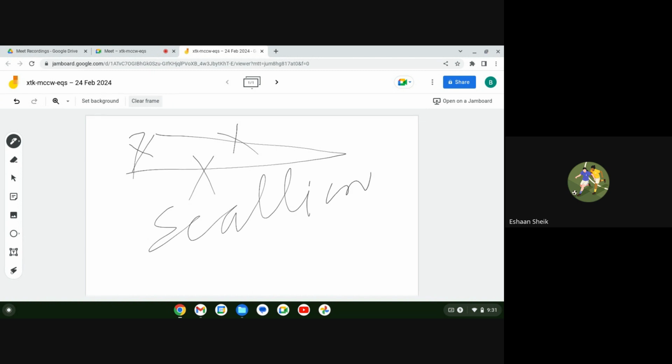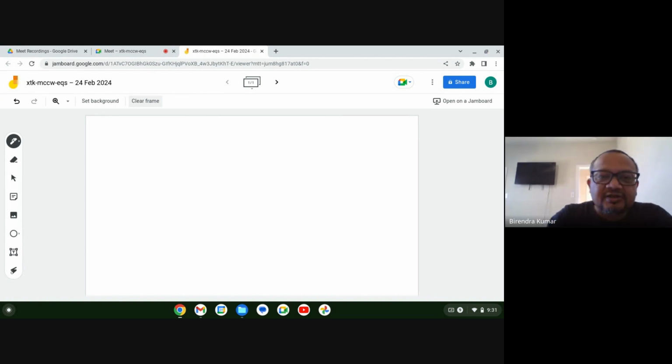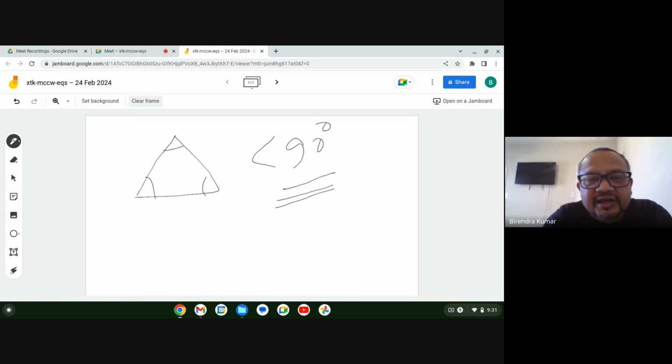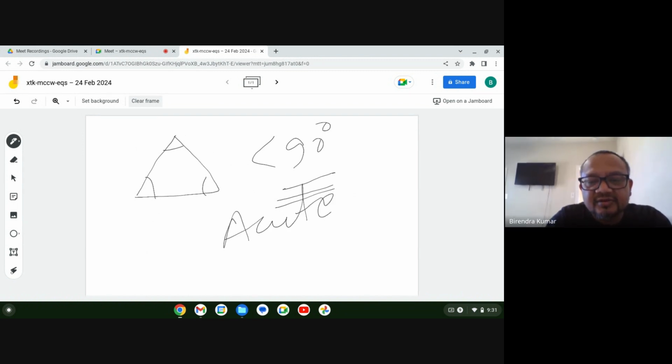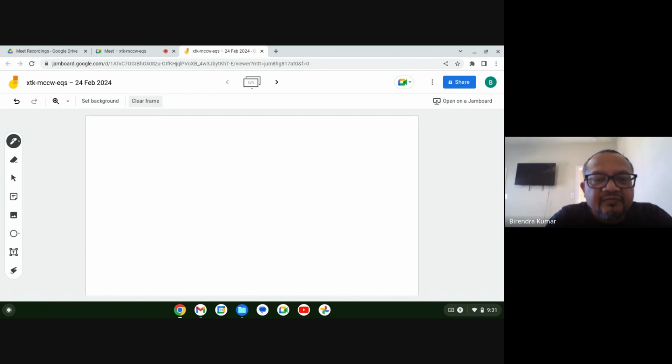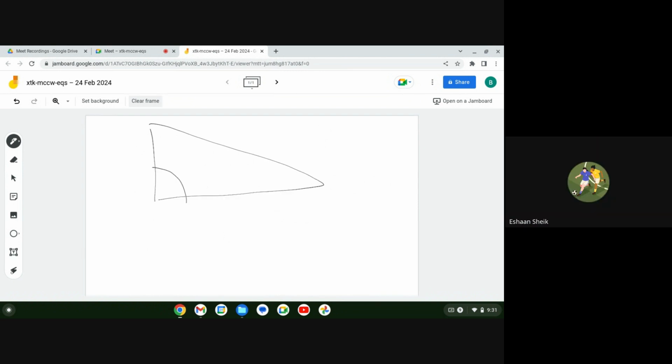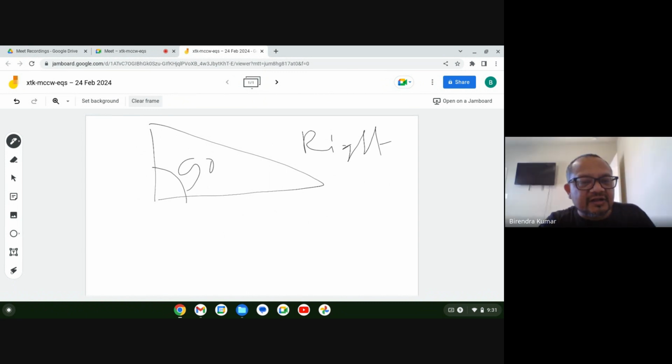Now let's look at the classification of triangles based on the angles. If all the angles are less than 90 degrees, meaning all the angles are acute, then this is called an acute angle triangle, or acute triangle, whatever you want to call it. If one of the angles is 90 degrees, meaning it's standing like the wall and the floor in our house, that is a right angle. So it's called a right triangle or right angle triangle.